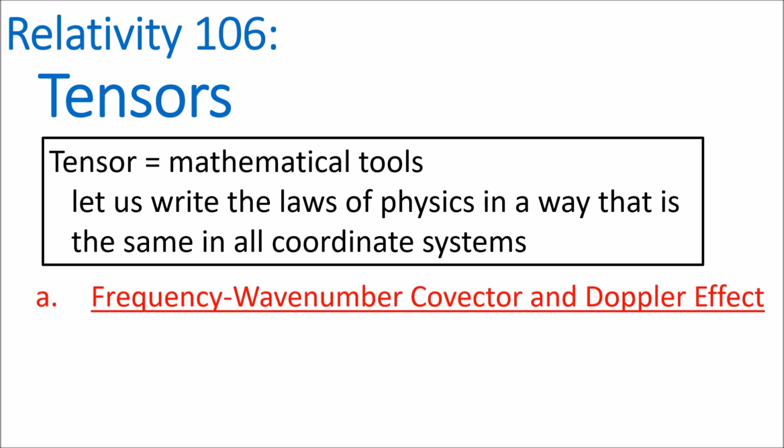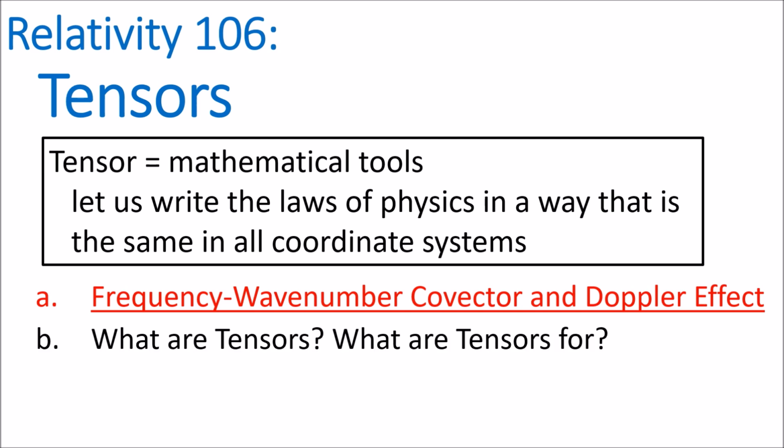In this video, we'll start by introducing covectors, which are a very important type of tensor, just like vectors, and then we'll apply covectors to the Doppler effect in relativity. In future videos, we'll give the definition of a tensor and talk about the tensor product.